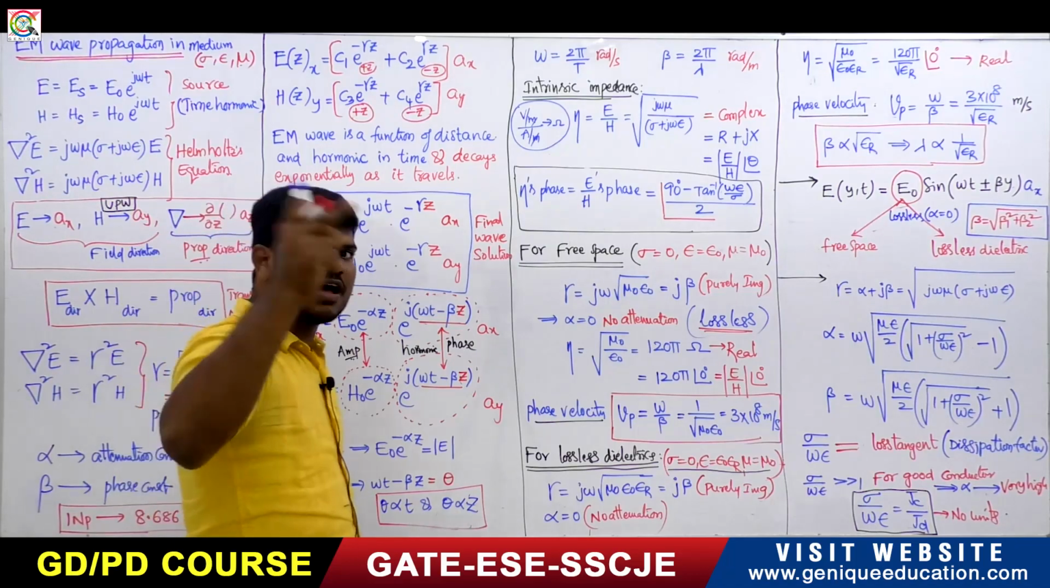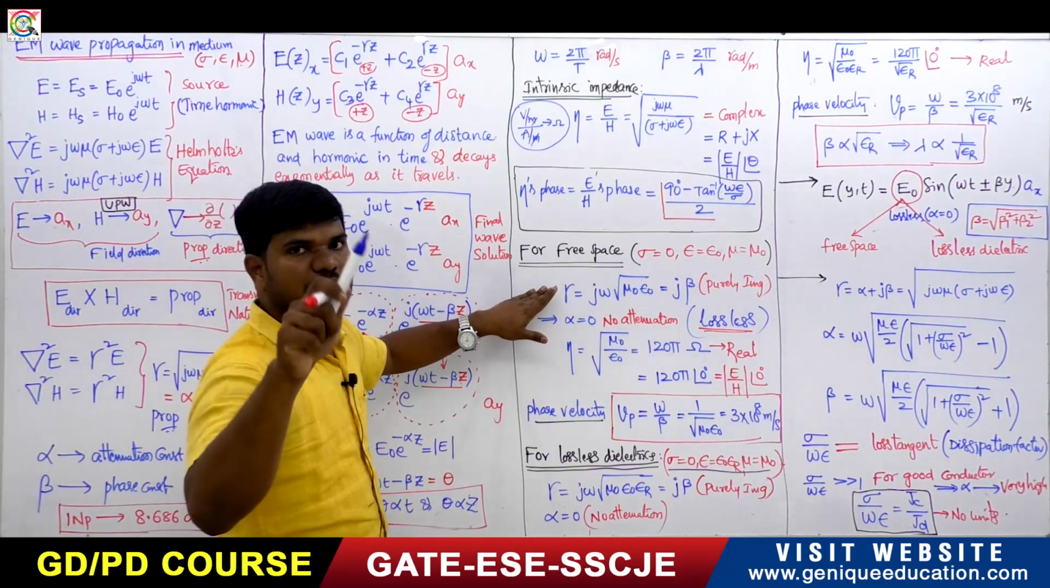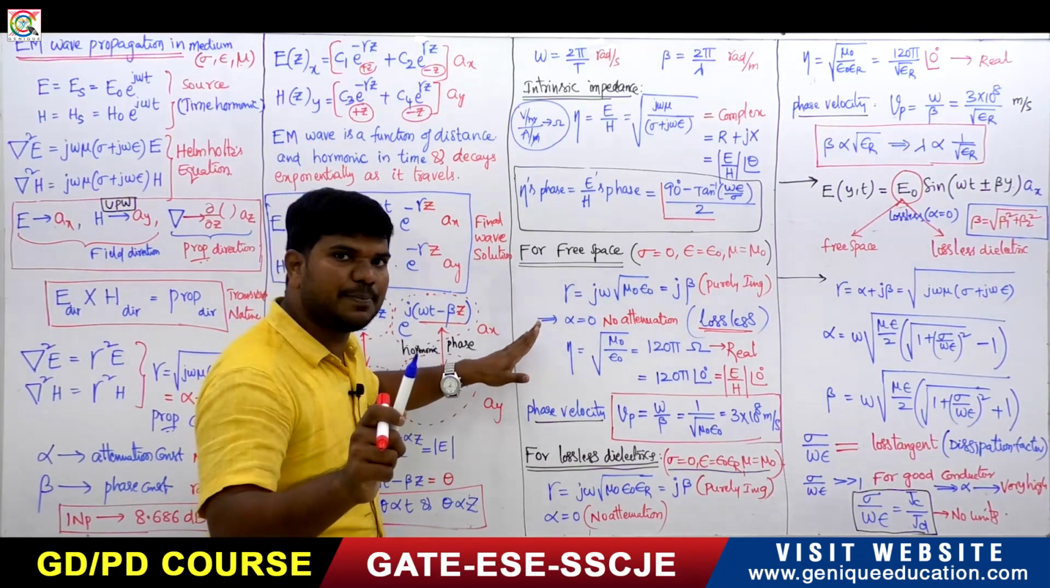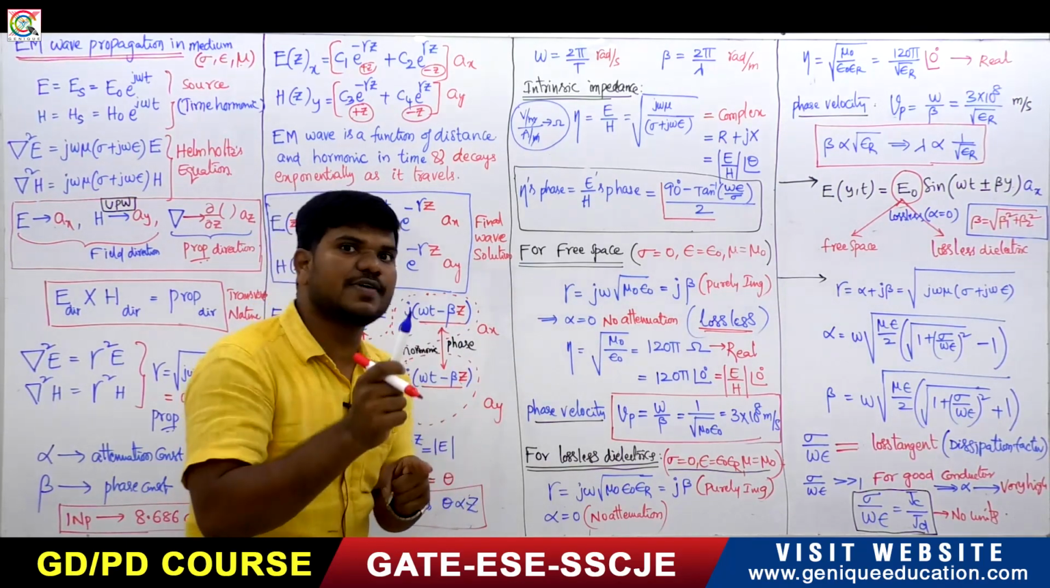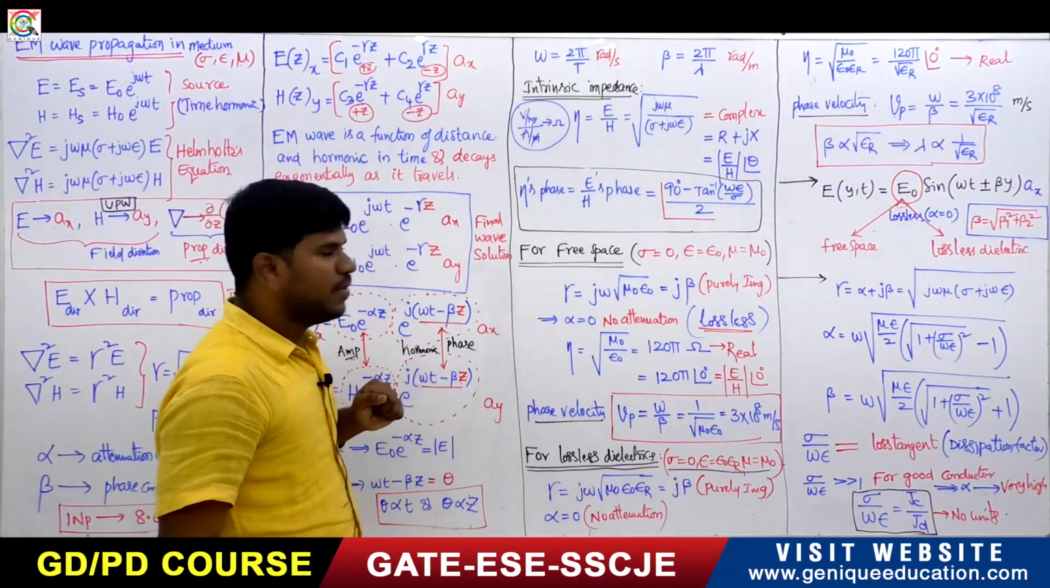Suppose any wave is traveling in free space. It means its propagation constant must be purely imaginary, intrinsic impedance must be purely real, and the phase velocity of the EM wave must be equal to the light velocity. So this is the thing.